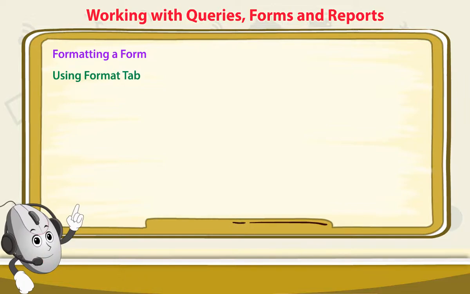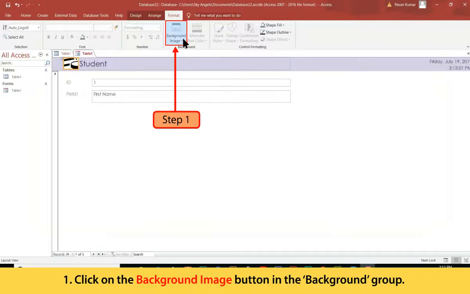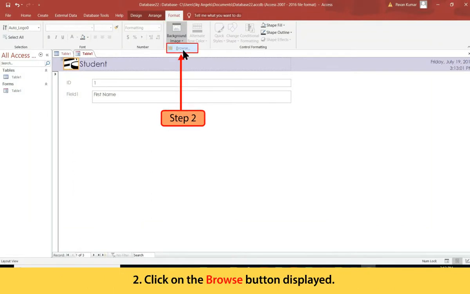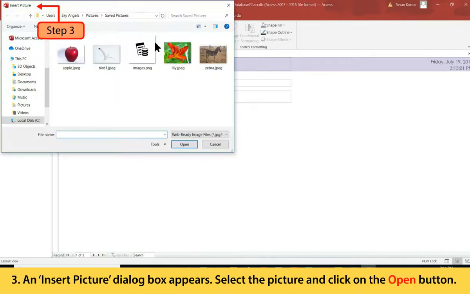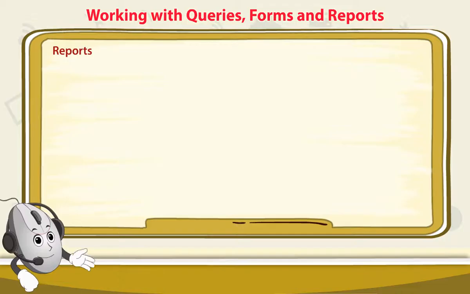Using Format tab. Follow these steps to format a form using the Format tab. 1. Click on the Background Image button in the Background group. 2. Click on the Browse button displayed. 3. An Insert Picture dialog box appears. Select the picture and click on the Open button.